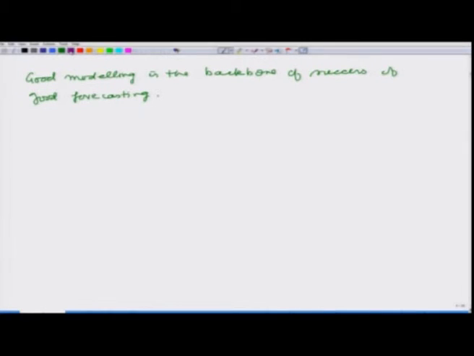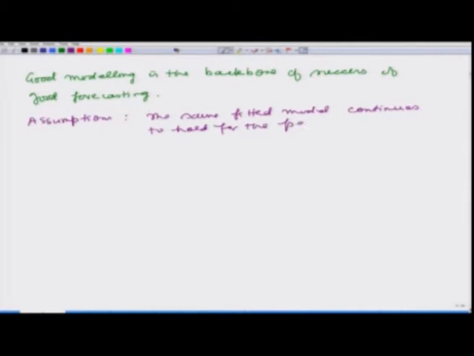And this is based on certain types of assumptions. The first, very important assumption is that the same fitted model continues to hold for the period of forecasting.